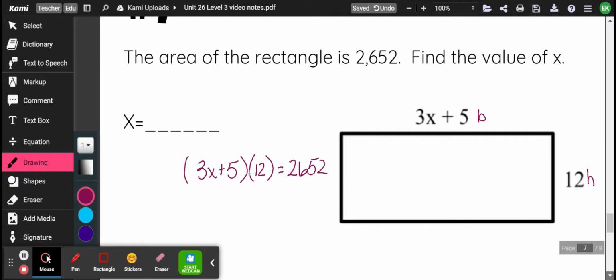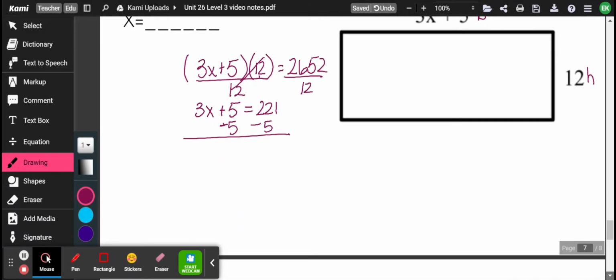First step, since I'm multiplying 12 by this other stuff, I'm going to divide both sides by 12. That will cancel. Now, I could distribute the 12, which is totally fine, but I like to divide first because it gives me smaller numbers to work with. So I'd take 2652 divided by 12 and I get 221. Now I'm going to subtract 5. 221 minus 5 is 216.